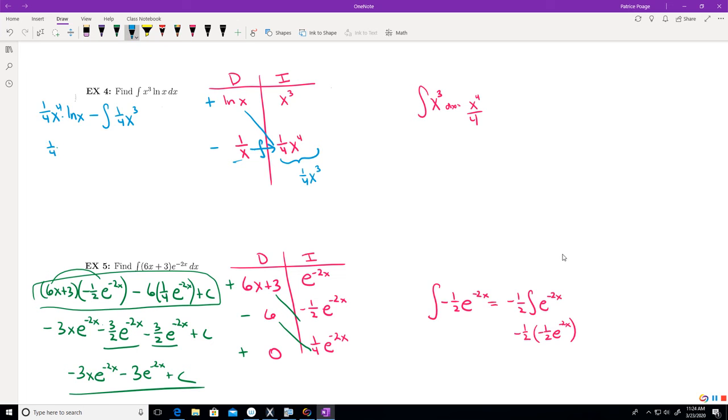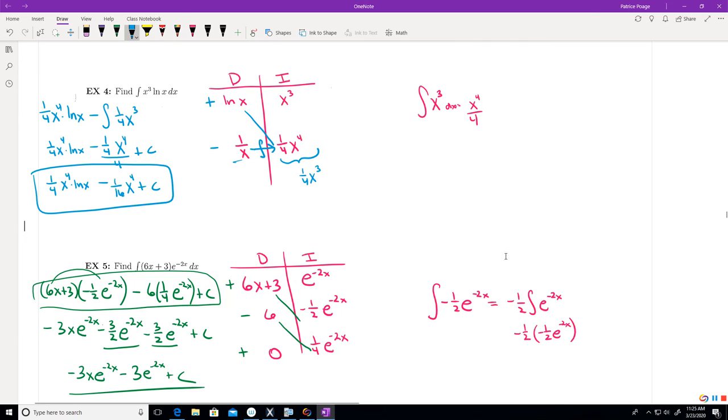So this part's going to stay the same. And I'm going to integrate 1/4 x cubed, which would be 1/4 times the integral of x cubed, which is x to the 4 divided by 4. So I end up with 1/4 x to the 4th, natural log of x, minus, dividing by 4, same thing as multiplying by 1/4. So I have 1/16 x to the 4th plus c. Not too bad. And one problem to go.